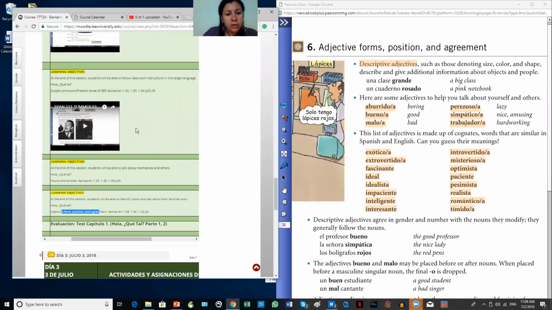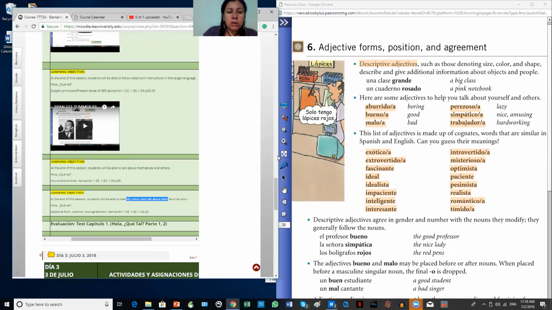learning objective of sections 2 and 3, to talk about ourselves and others, but also now we want to identify colors and talk about your favorite color. Colors are adjectives, and they do modify a noun, so they are a perfect tool to practice gender agreement and number agreement with adjectives.